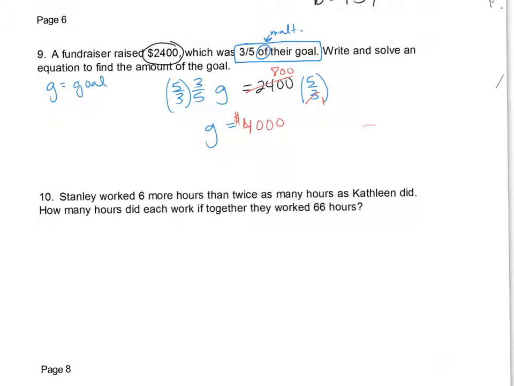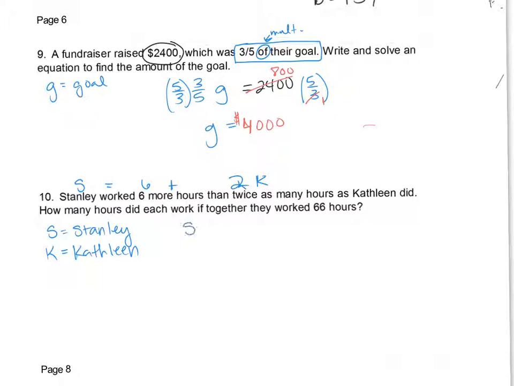And then for this last problem, Stanley worked 6 more hours than twice as many hours as Kathleen did. How many hours did each work if they worked a total of 66 hours? So in this case, I'm going to use S for Stanley. And you have to be careful with your S's because they can look like 5. And then I'm going to use a K for Kathleen.